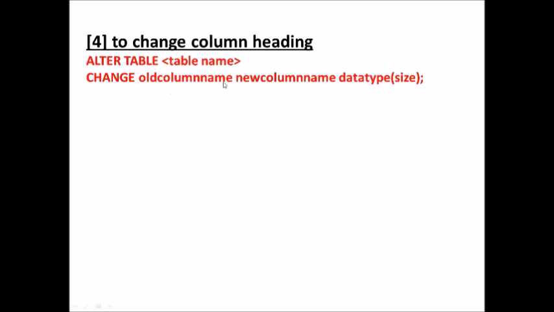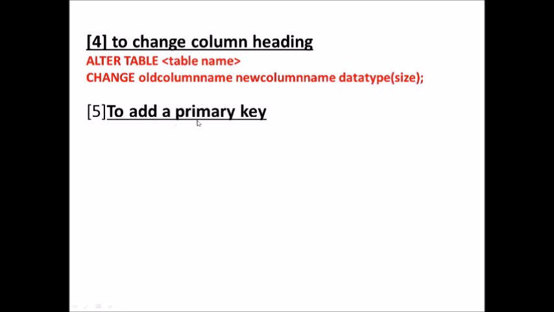Then same alter table command can also be used to change the column heading. For example, if you want to change name to student name, such type of changes can be done using the format alter table table name, then change keyword is used. Change is followed by the old column name that you want to change and the new column name with which you want to change, the data type, and the size.